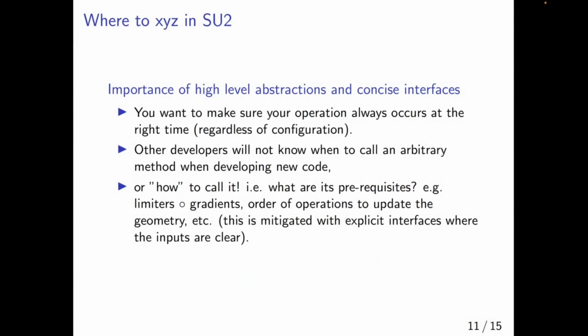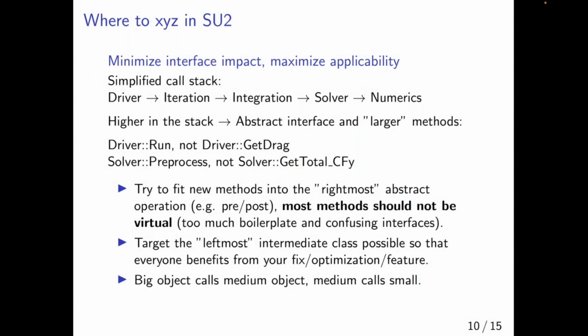Okay, so what's the importance of this? What's the importance of putting things in the right place? You want to make sure that your operation occurs at the right time, right? So we have these high-level things that don't know anything about the solver and the numerics and so on, and these are calling generic operations, kind of in a dumb way, trusting that this is doing the right thing, right? So that this thing knows what it means to pre-process whatever physics.